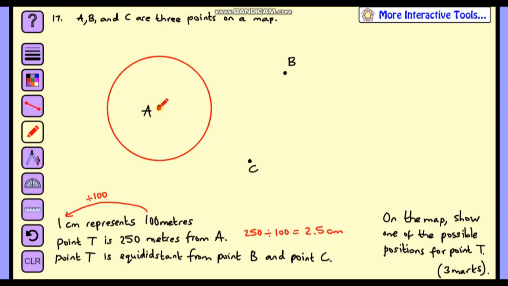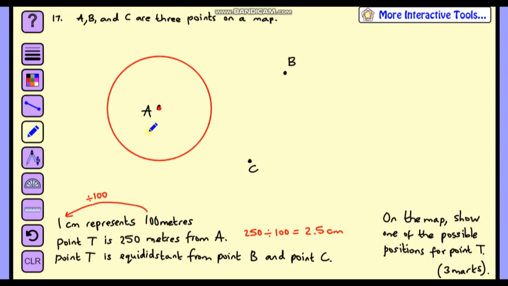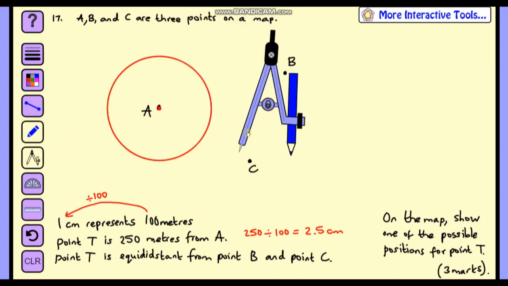Now I'm going to look at this second point, and for this I'm just going to change the colour to a blue so I don't get confused. Point T is equidistant from point B and point C. So we know it's going to be somewhere along this line here, because it's equidistant from B and C. For this, I'm going to get my compass out again and put it on point C.